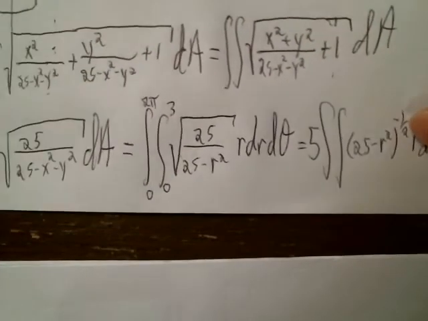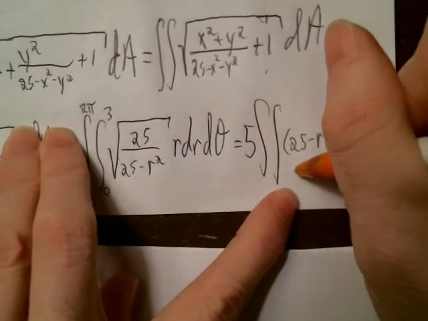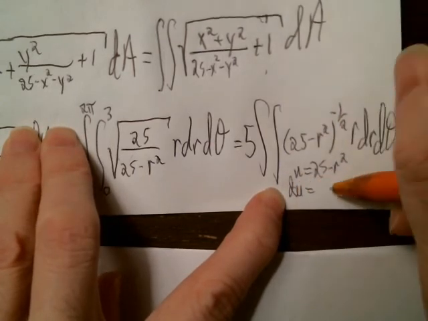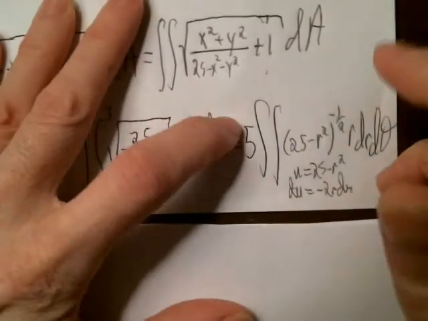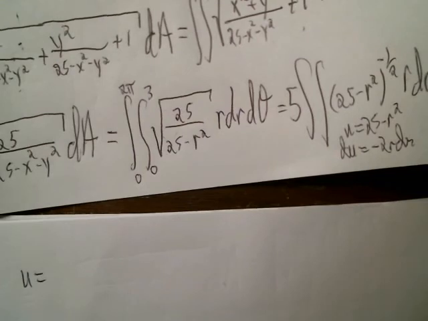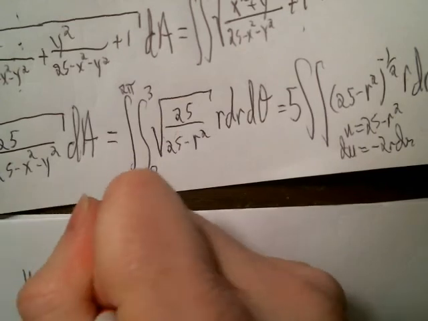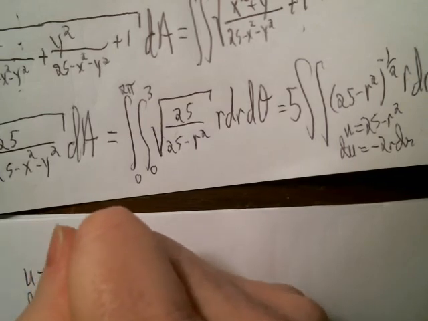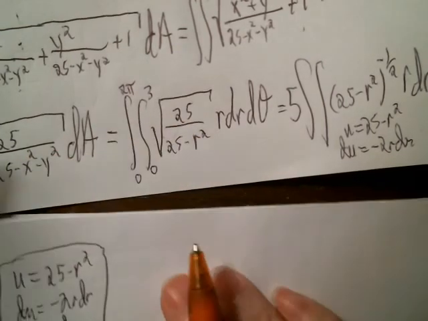Okay. And then I'm going to do a u sub on this character here for 25 minus r squared. So u is 25 minus r squared. Du is negative 2r dr. Okay, so dr, maybe I should do it over here. So u is equal to 25 minus r squared. Du is negative 2r dr. And then dr is negative du over 2r.